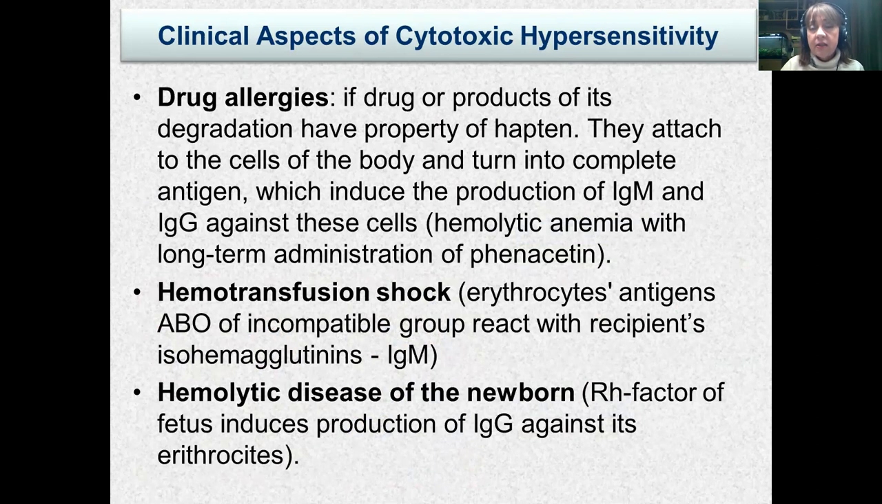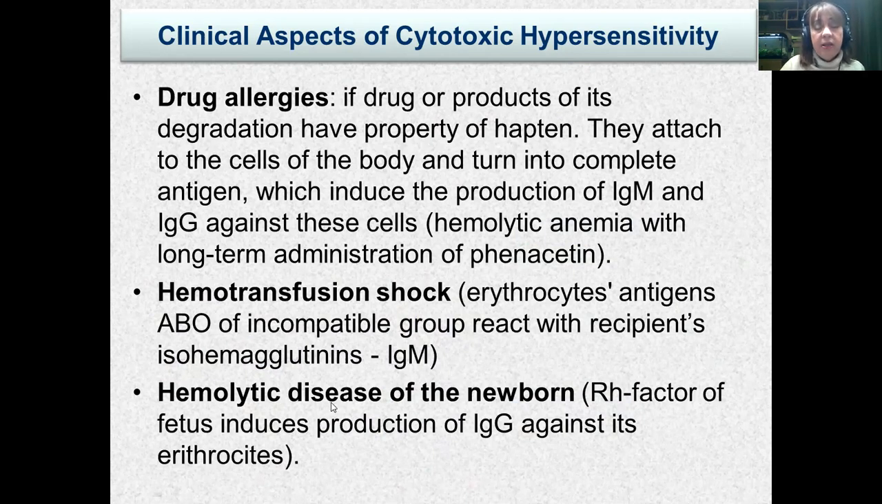And as a result, the complement system activates and causes the lysis of this cell, our own cell, but with a foreign antigen. An example is hemotransfusion shock, with erythrocytic antigens and antibodies, isohemagglutinin, present in it. If an incompatible blood group is injected into the recipient, it can cause this condition. It's lysis of cells due to participation of immunoglobulins and the complement system, so it's an allergic reaction.